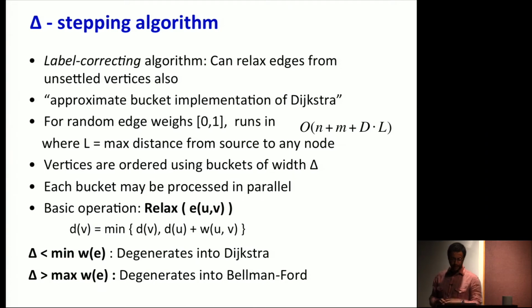So the main operation, which I will refer to a lot, is the relax of an edge. It is just updating the distance of its endpoint by taking its previous distance, the distance that came to u, and adding the weight of the edge from u to v. So essentially, is this edge decreasing the distance to v? If it is, then update it. That's the relax operation.